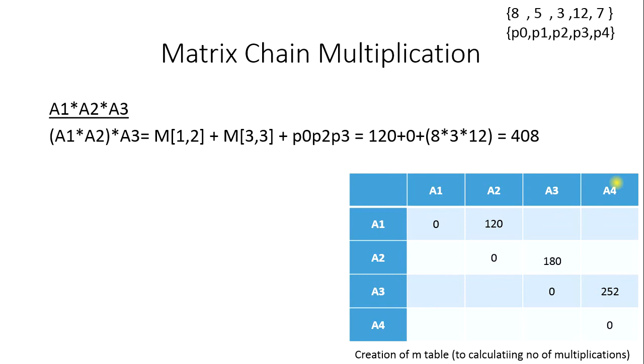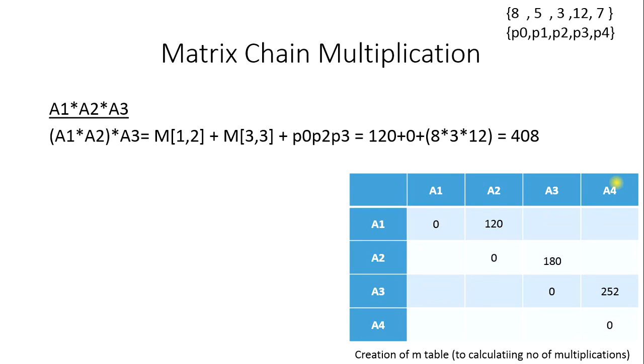First one, a1 multiplied by a2, the resultant multiplied by a3. So we have already calculated a1 multiplied by a2 and placed the number of multiplications in our M table, which is m1 comma 2, which is 120, and a3 we can take from the table. The number of multiplications is 0. Now comes the important part: p0, p2, p3. How did that come? We know and we can see that we have signified 8, 5, 3, 12 and 7 with p0, p1, p2, p3 and p4 respectively. So p0, p2, p3, how did that come over here?